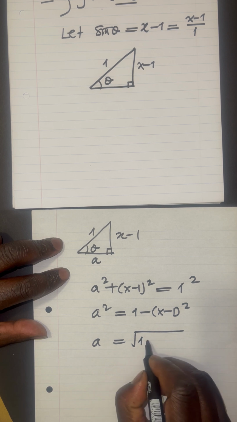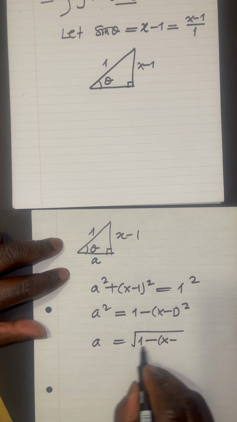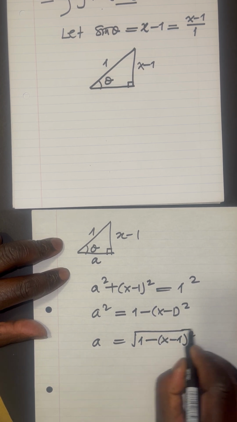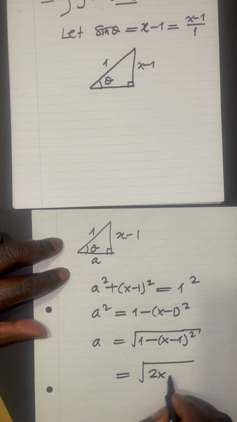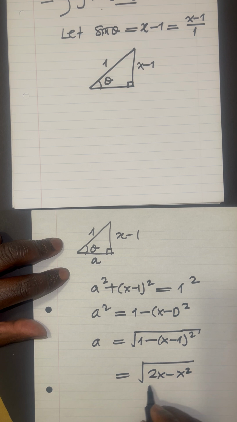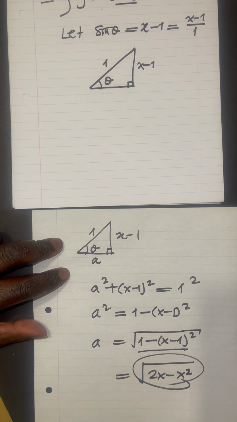We're taking actually the positive square root of x, 1 minus x minus 1 all squared. This expression here is just the original expression, if you agree with me, 2x minus x squared, because we had to complete the square of this to obtain that. So I'm going to leave it in this form. So that's the value of a.